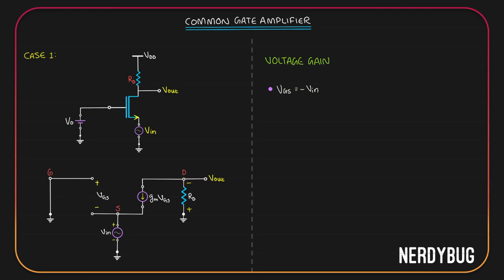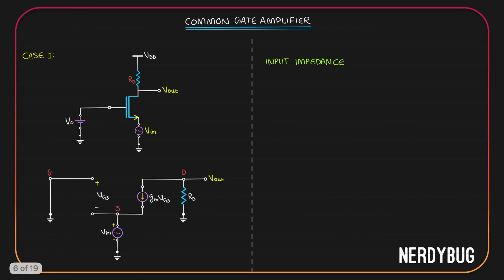Now V out is taken over here on the negative end. So V out has to be negative of potential across RD. According to Ohm's law, it is the current multiplied by the resistance, GMVGS multiplied by RD. We can write V out is negative of GMVGS multiplied by RD. But what is VGS? It is negative of V in. So negative of VGS can be written as just V in. That gives us V out is GM V in RD. What we want is the voltage gain, which is V out by V in. Easily we can say V out by V in is GMRD. Voltage gain is GMRD.